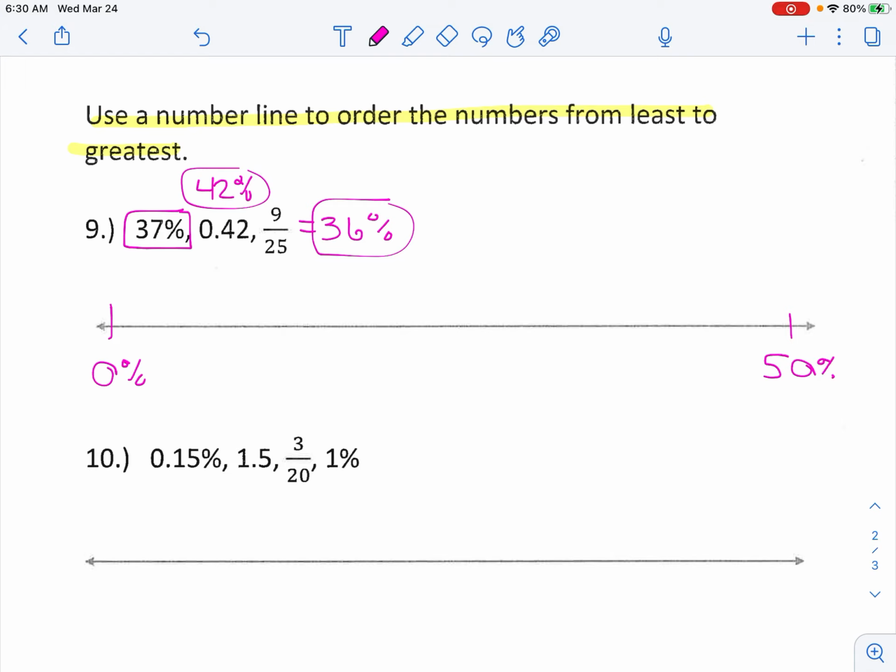Well, halfway between 0 and 50 is 25. So I'm going to try to eyeball where about 25% would be. I'm going to make that line a little bit darker. That's a benchmark. So there's 25%.